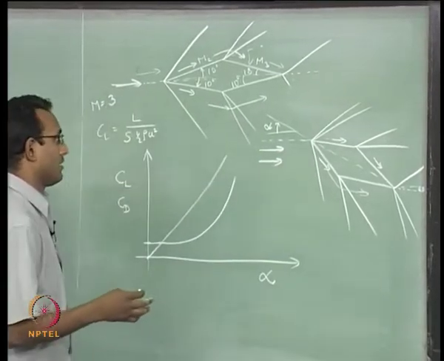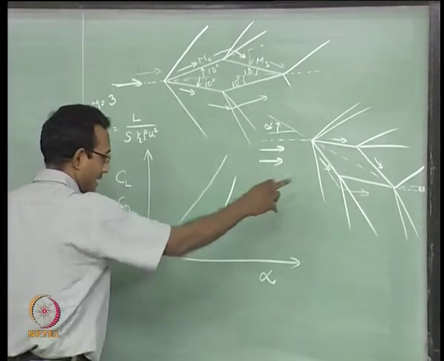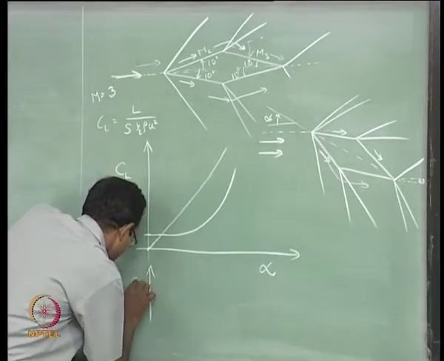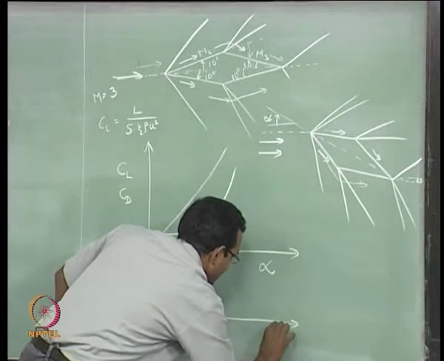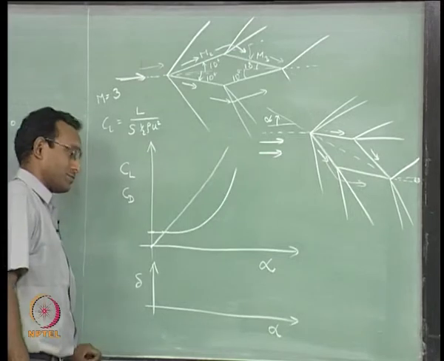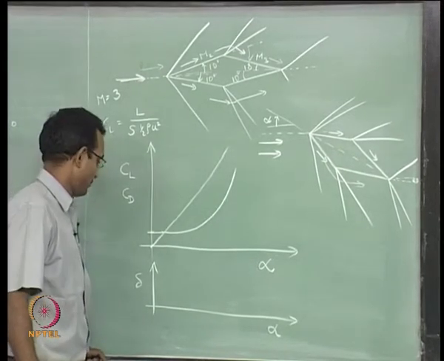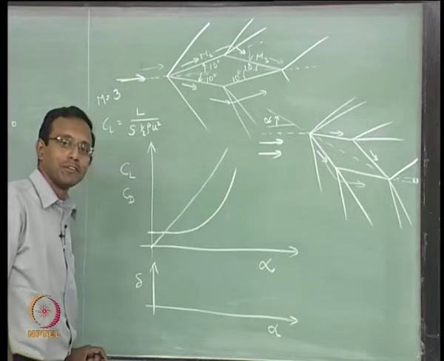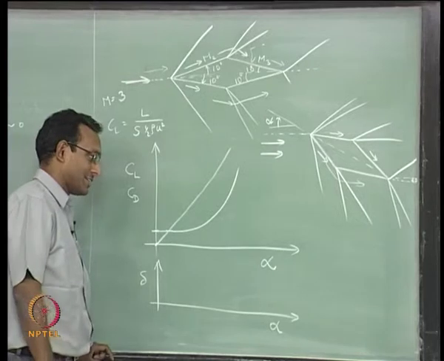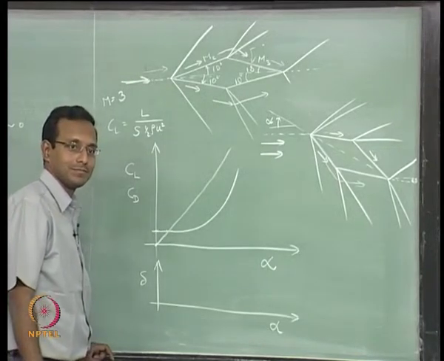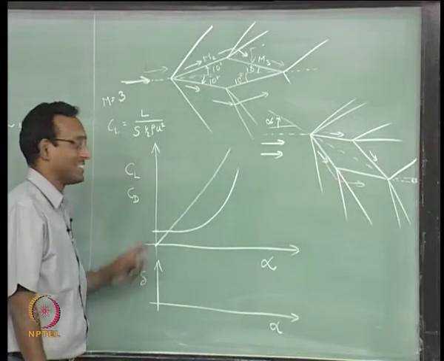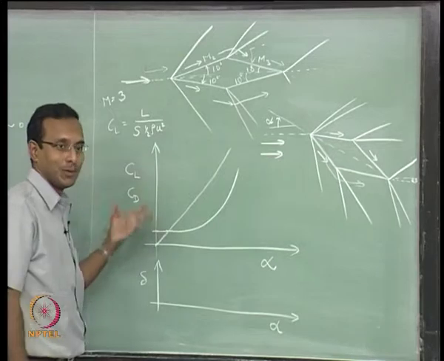Now I also, if I plot the delta as a function of alpha, what should it do? Say I plot delta versus alpha. Delta is downward angle. What should it do? Delta is the downwash angle. I am giving you a clue. What will happen to delta as I increase alpha? It should increase. Why? Lift is increasing. Simple proof. Lift increases, so downwash should increase.